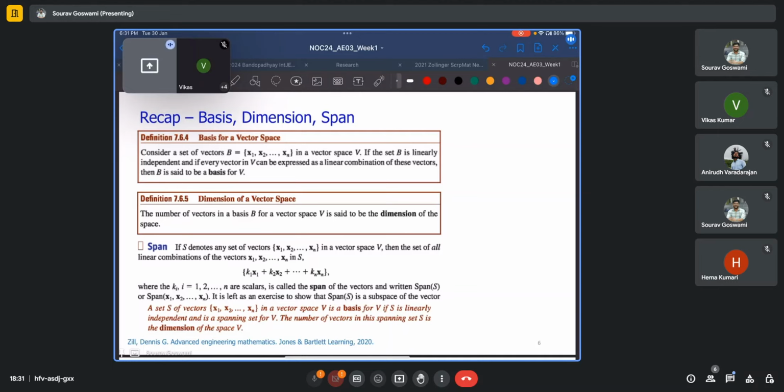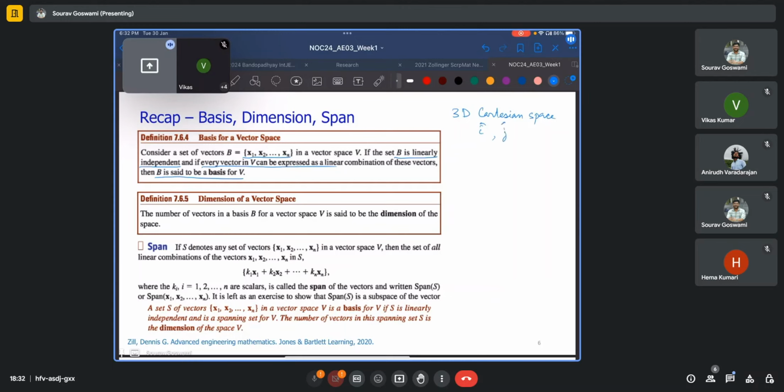Some more definitions on the basis, the dimension, and span. For a set of vectors B equals x1, x2 till xn in a vector space V, if the set B is linearly independent, and if every vector in the vector space V can be expressed as a linear combination of these vectors, then B is said to be a basis for V. Thus, a basis is perhaps the very fundamental building block of a vector space, say for the three-dimensional Cartesian coordinate system or for 3D Cartesian space.